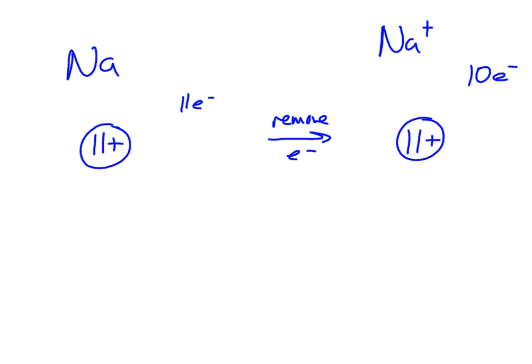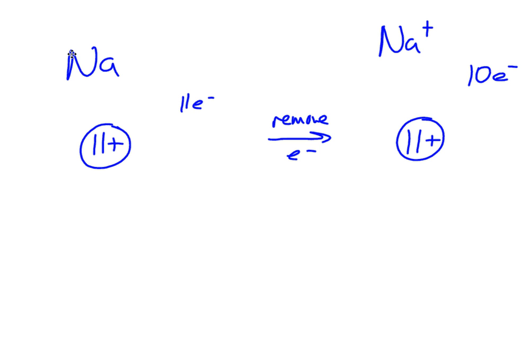Now, what oftentimes gets confusing for students is they see the plus and they think that you've added electrons, and that's not the case. Also, it's important to remember that you can only add or remove electrons. You can't change the number of protons because that would change the element itself.